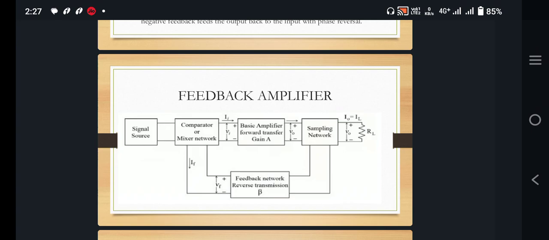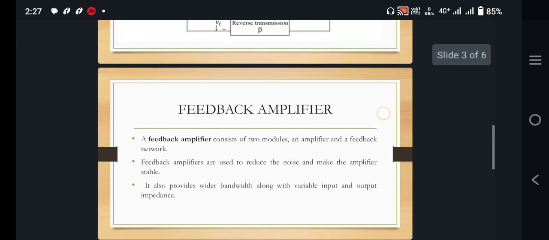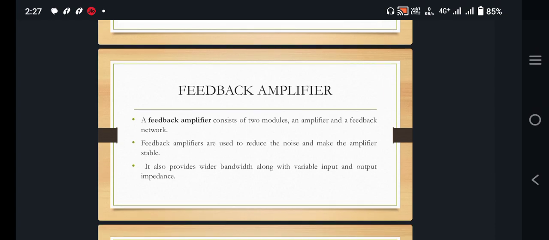The final output is taken across the load. A feedback amplifier consists of two modules, the amplifier and the feedback network. Feedback amplifiers are used to reduce the noise and make the amplifier stable. It also provides wider bandwidth along with variable input and output impedance.